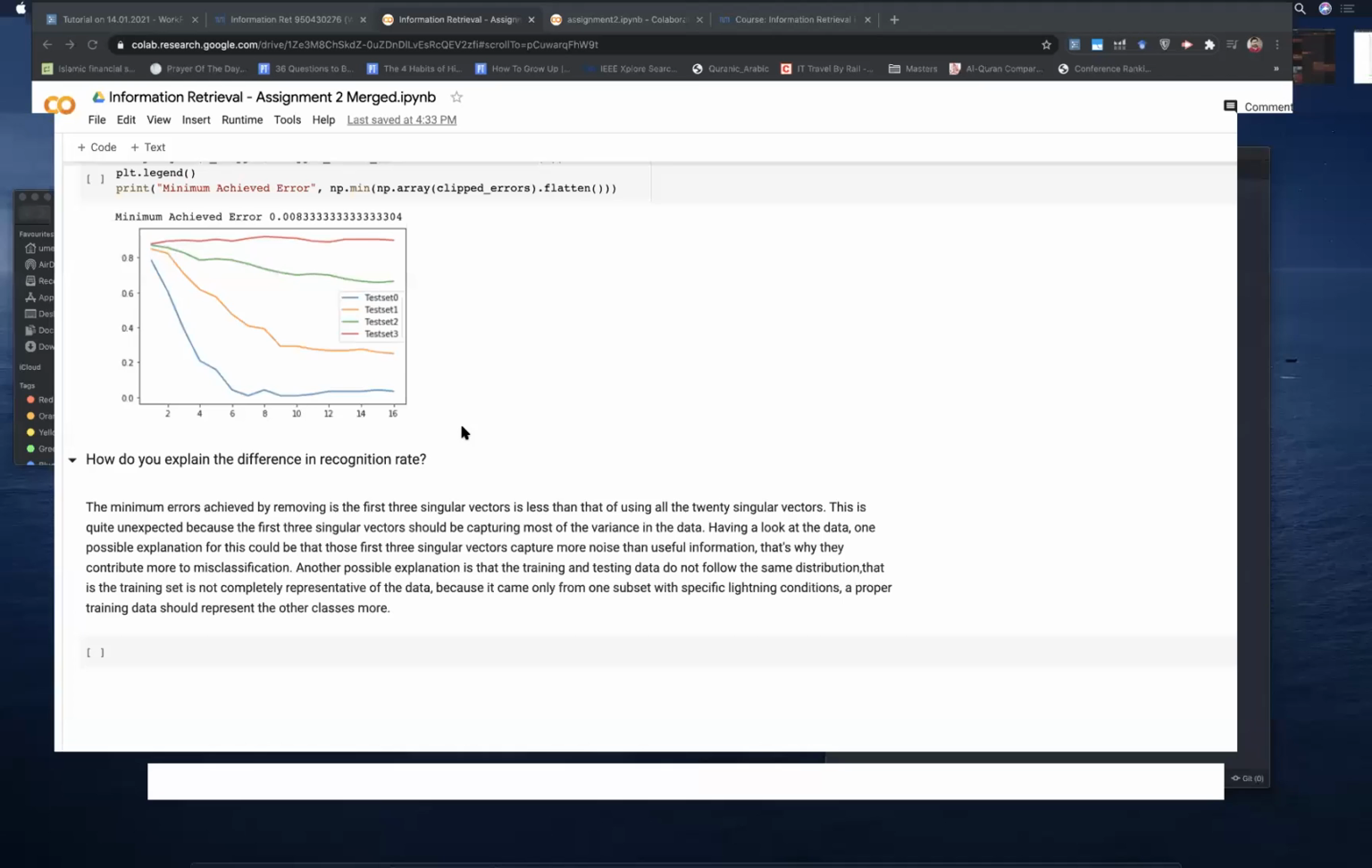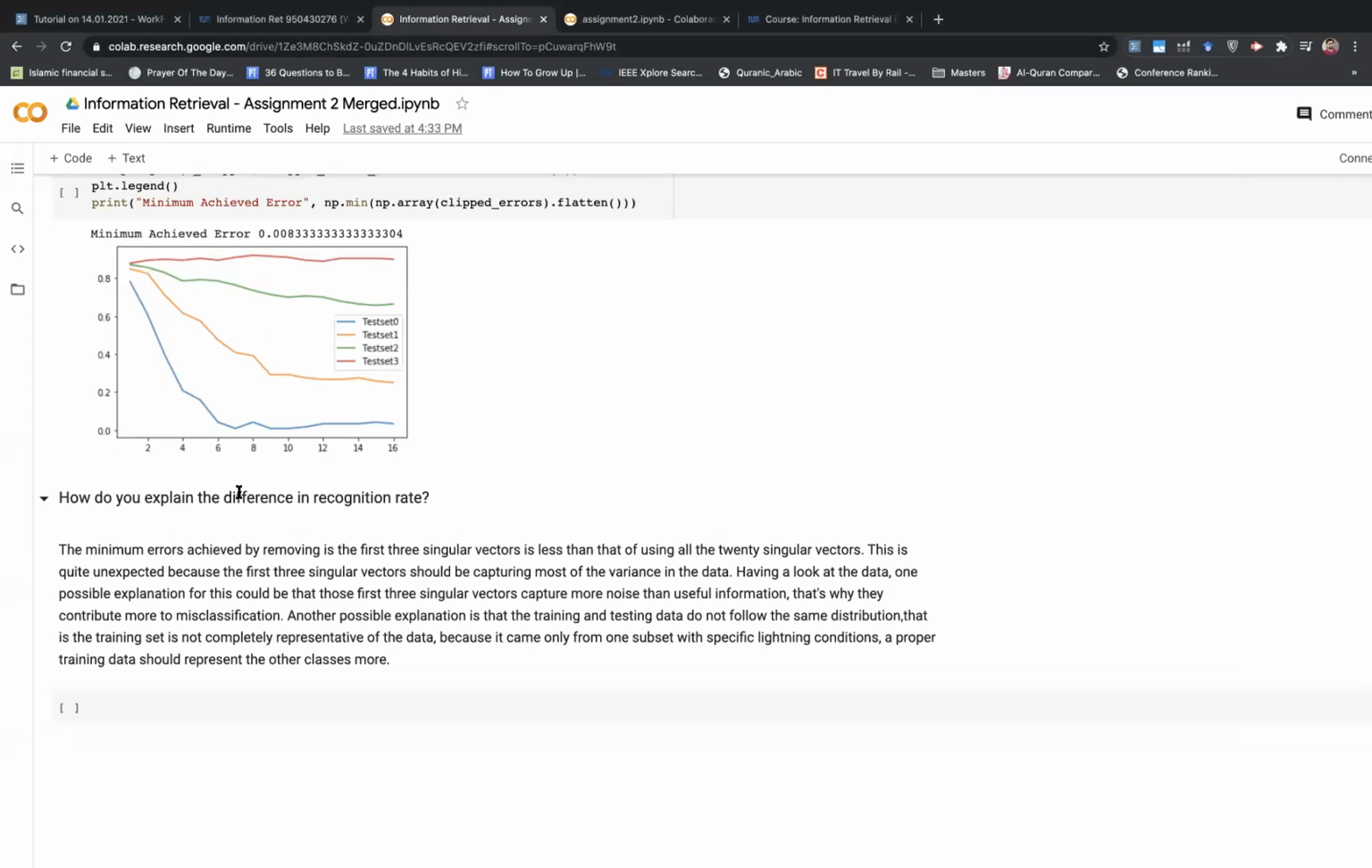And just as another possible explanation, I'm going to tell you another possible explanation for this. So how do you explain the difference in the recognition rate? The minimum error achieved by removing the first three principal components is less than that of using all the 20 singular vectors. This is quite unexpected because singular vectors should capture most of the variance in the data. Having a look at the data, one possible explanation could be that those first three singular vectors capture more noise than useful information. That's why they contribute more to misclassification.